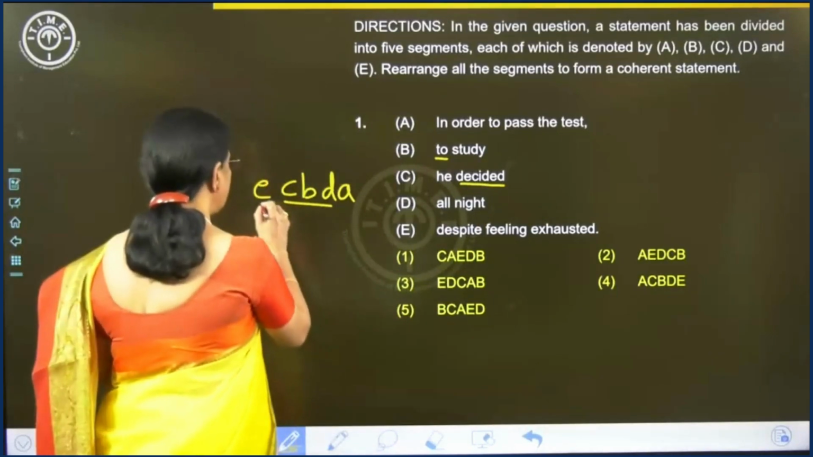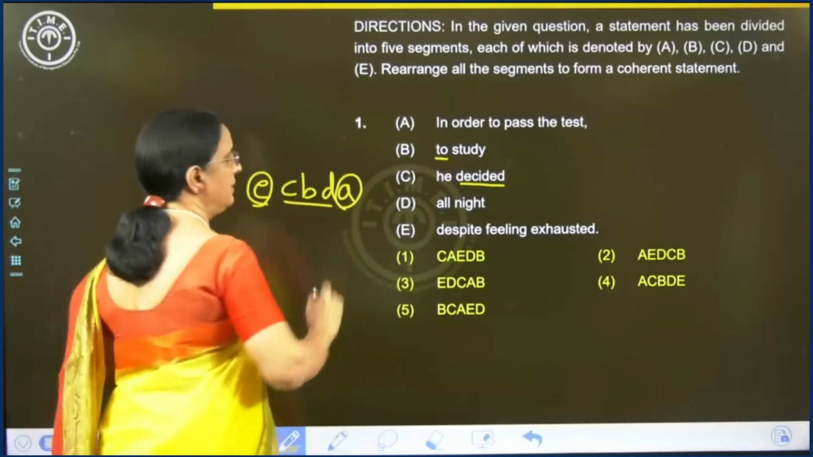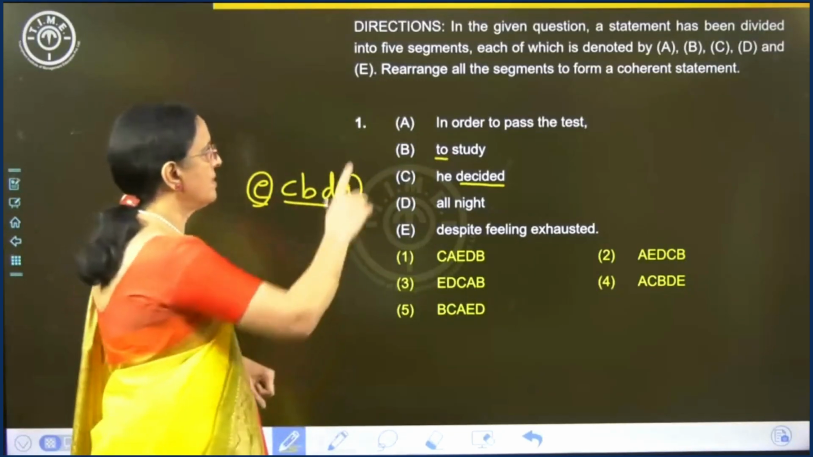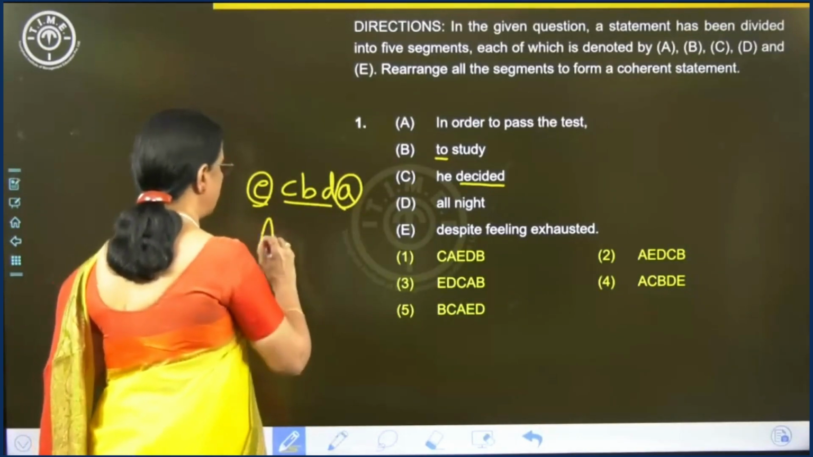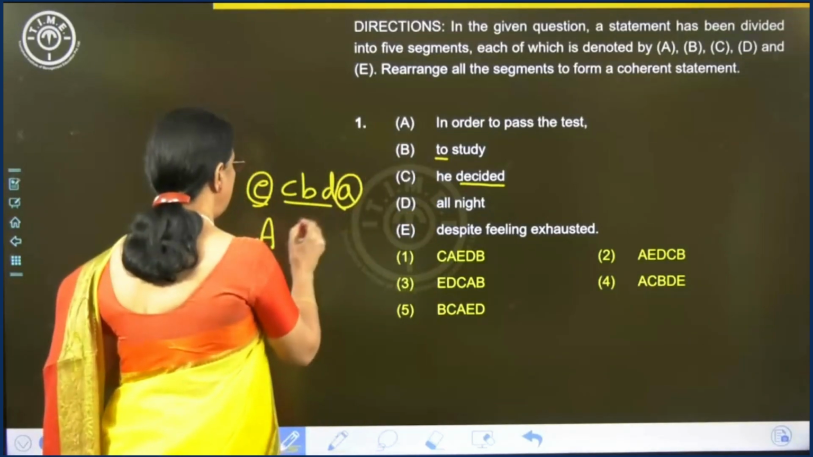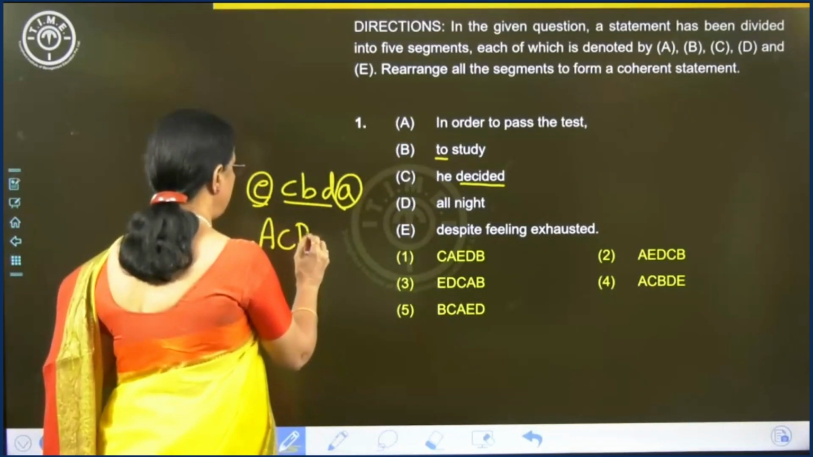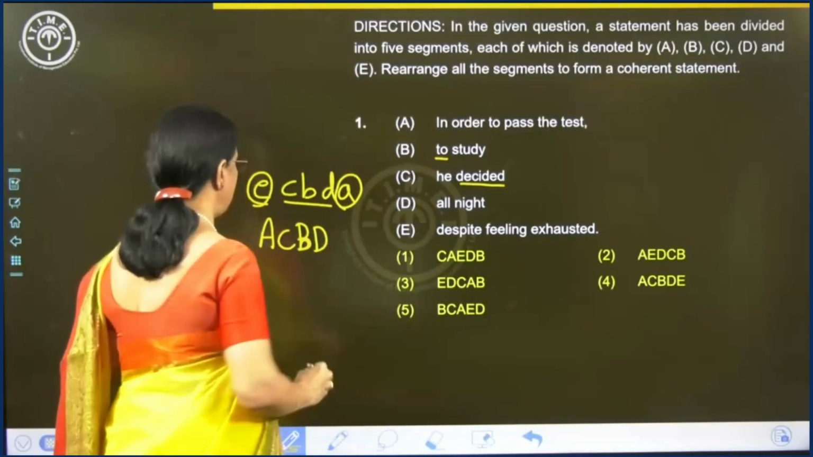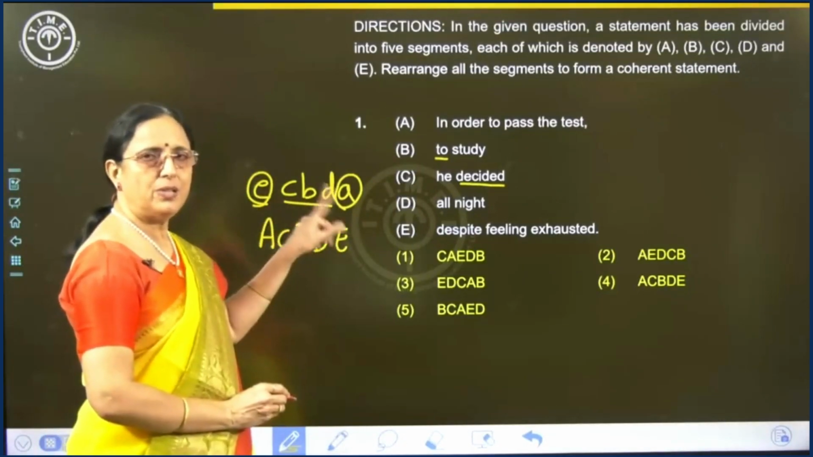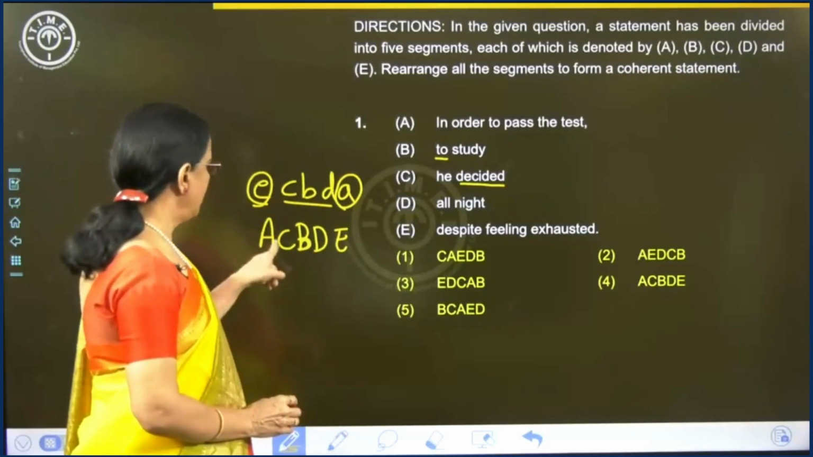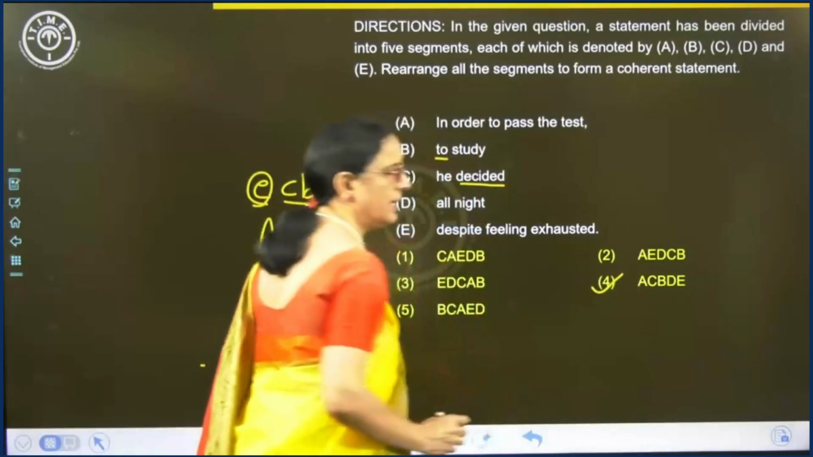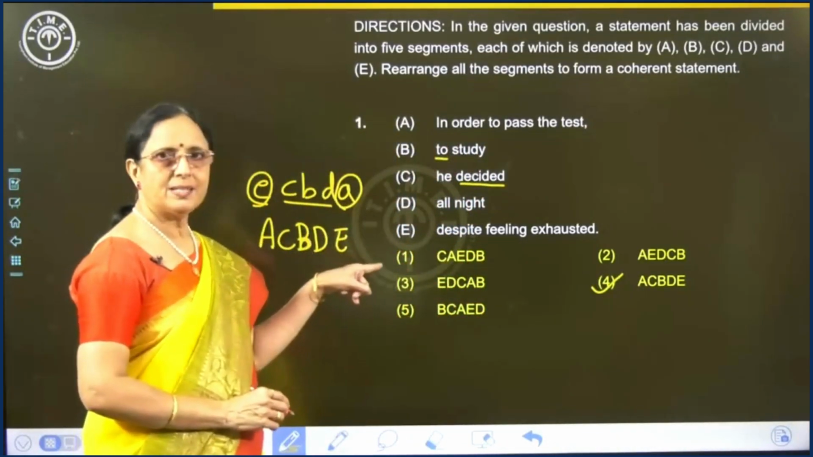If ECBDA is not here, then what do we do? What have we decided earlier? We can start with in order to pass the test. Agree? So, let me write it. In order to pass the test, comma, he decided to study all night. That comes automatically as we decided. ACBD. All right. ACBD. E. Right. So, we have already discussed this one. If there are two possibilities, take both the possibilities. So, our answer is ACBD. Where is that ACBD combination? 4. That's the answer. Do you follow this?